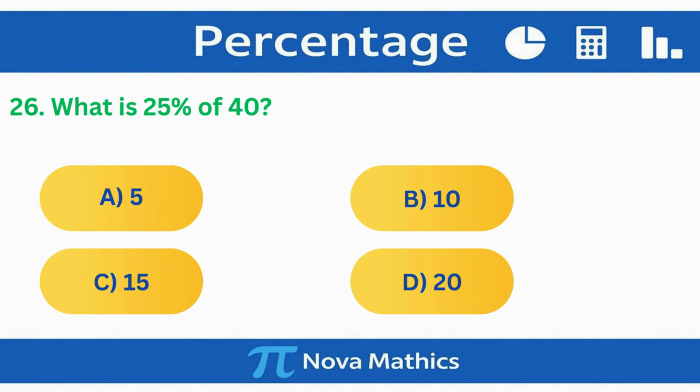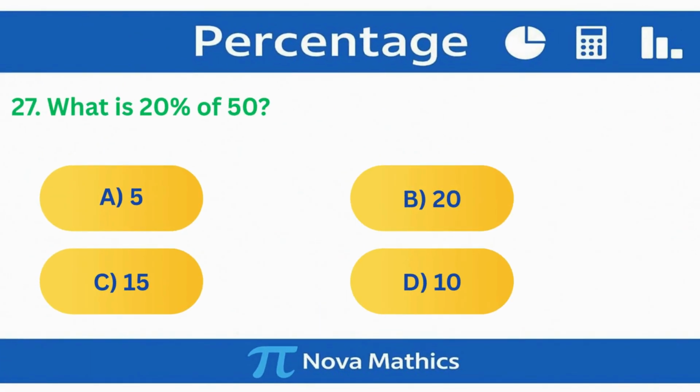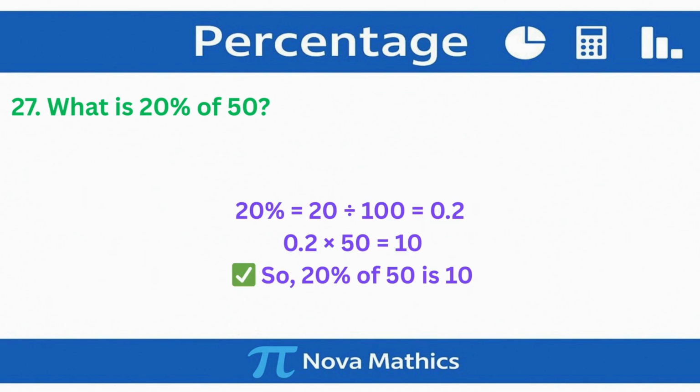26. What is 25% of 40? Correct answer is 10. 25% means 1/4. 1/4 of 40 is 10. 27. What is 20% of 50? Correct answer is 10. 20% means 0.2 times 50. That gives 10.